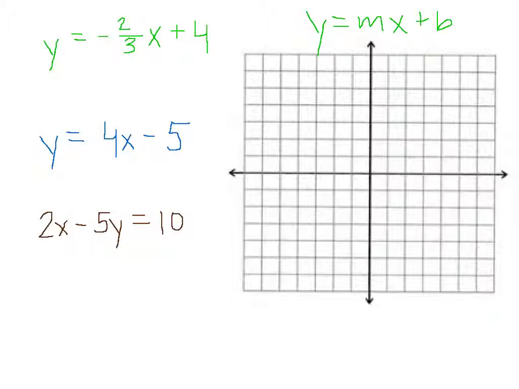So what you do first is you graph the y-intercept. That's your b, that's your +4. So that means on my graph I always start at the origin. And it's the y-intercept, so I'm going to use the y-axis. I'm going to go up 4. And I'm going to go ahead and plot a point right there.